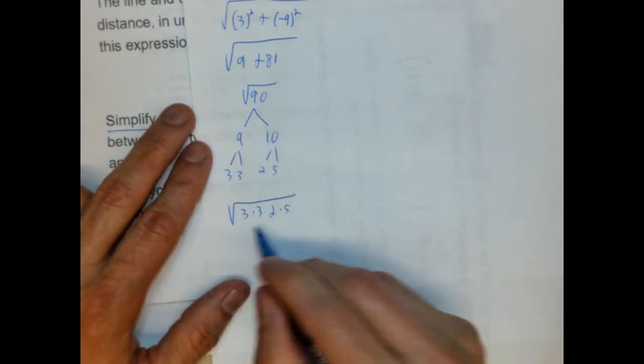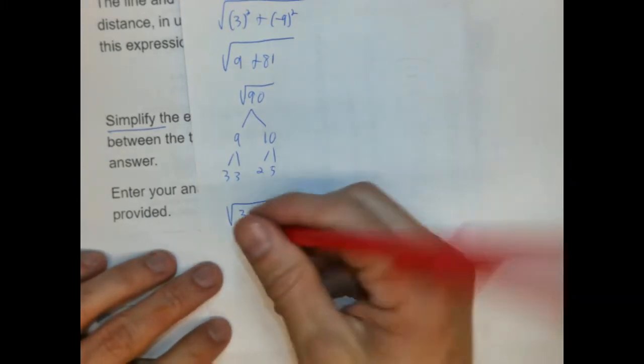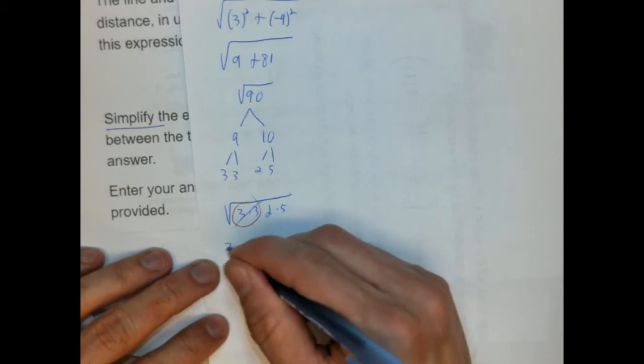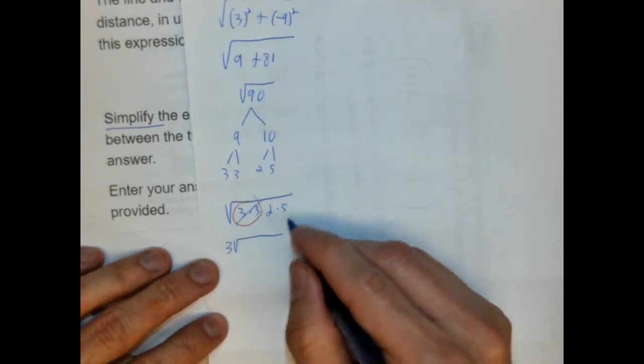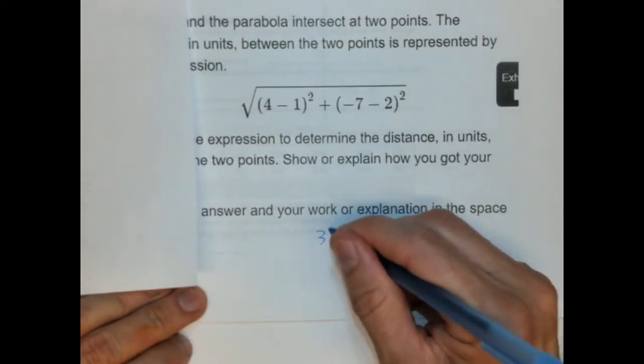So because this is a square root, we're looking for numbers that happen twice. We have 2 3's right here. All right. So we're going to cross those out, bring it on the outside. We're going to leave these in here, so 2 times 5 is 10. So 3 radical 10. Okay?